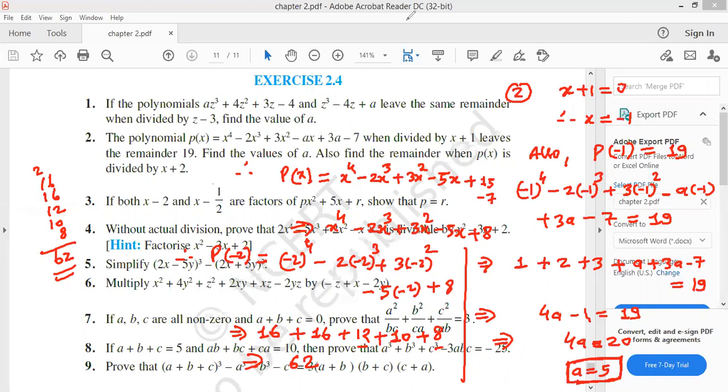Yes. Write it. Okay, now moving to question number 3.